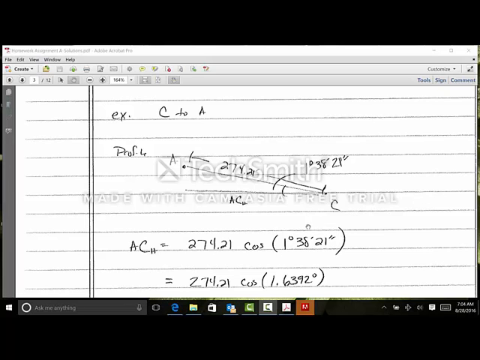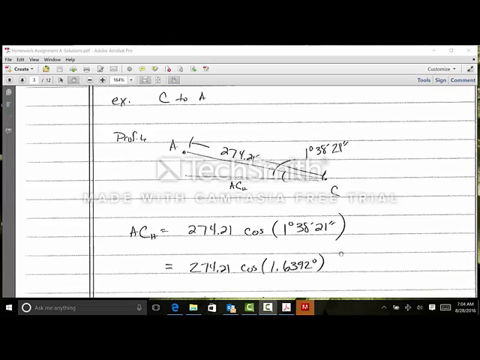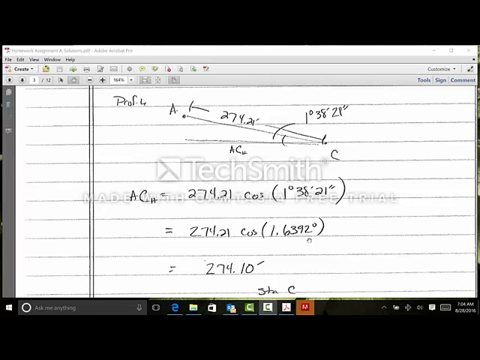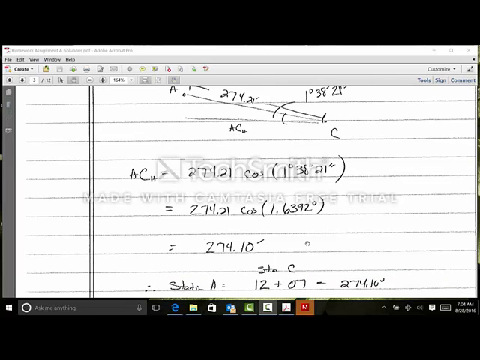And I mentioned in class how you derive decimal degrees from degrees, minutes, seconds. You certainly use a calculator or a spreadsheet if you want to do it the old-fashioned way. This is simply 1 plus 38 divided by 60 minutes plus 21 divided by 3,600 seconds. And again, there's 3,600 seconds in an hour. So it's a 1.639 degree decimal degree angle. And you see here my horizontal distance is 274.1.